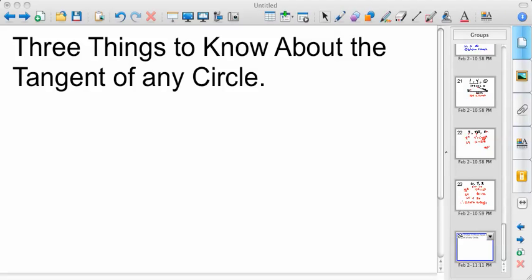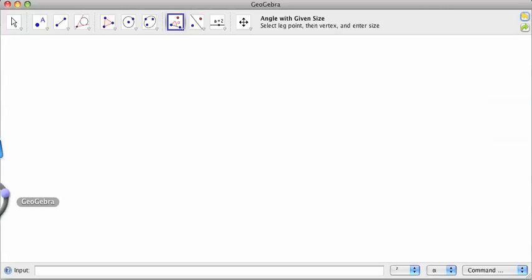Alright, there are three things you need to know about the tangent of any circle. So we'll start in here with GeoGebra. Let me pull that up. So there's GeoGebra, and I put a point on GeoGebra already.